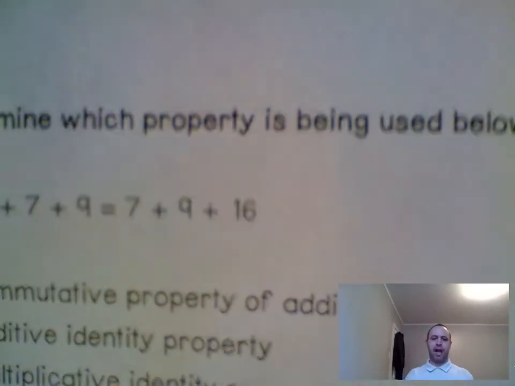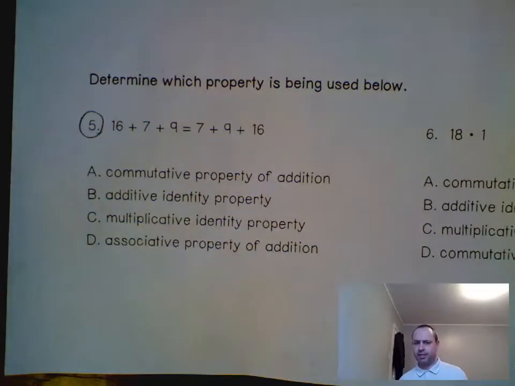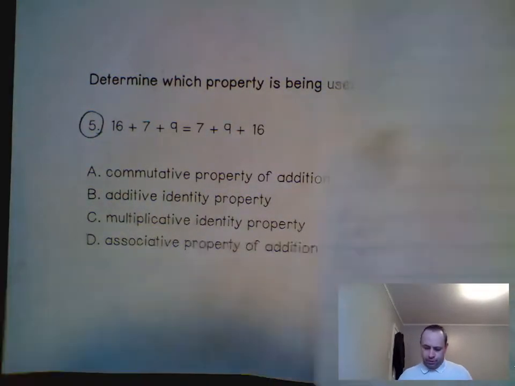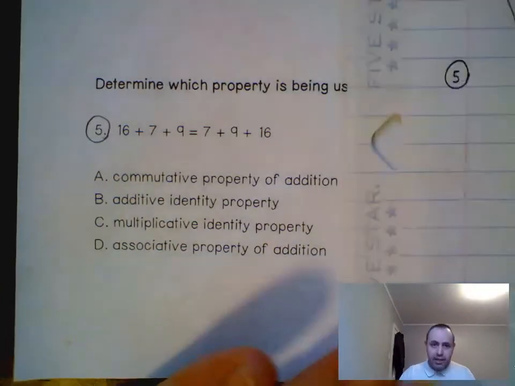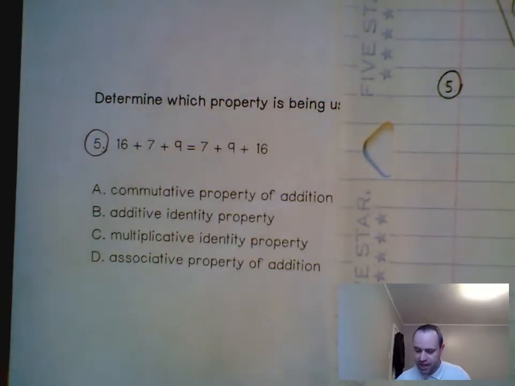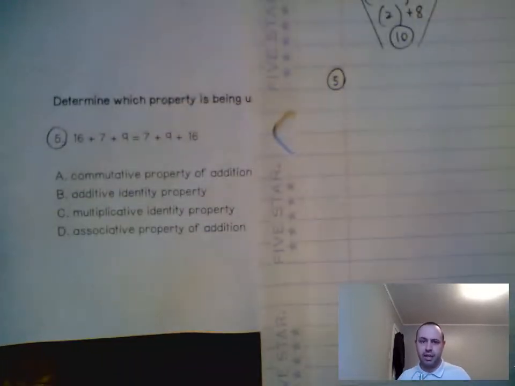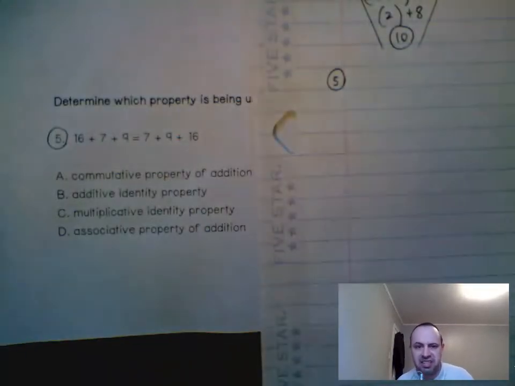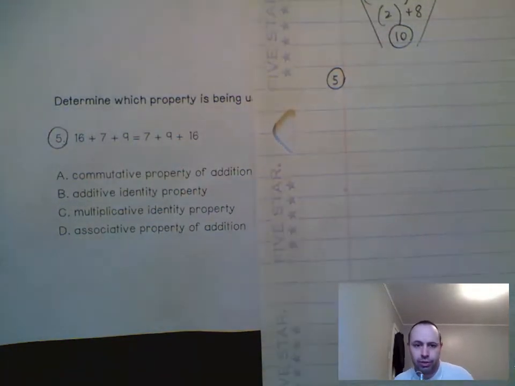All right, number 5. This is what we did yesterday. Determine which property is being used. Okay, Anesis asked yesterday, she said, Mr. Hussey, can we just write down the number and show the work? Do we have to write down all the words? And my answer was, yes, you can. Just make sure you show some kind of step or process so I know you know what you're doing.